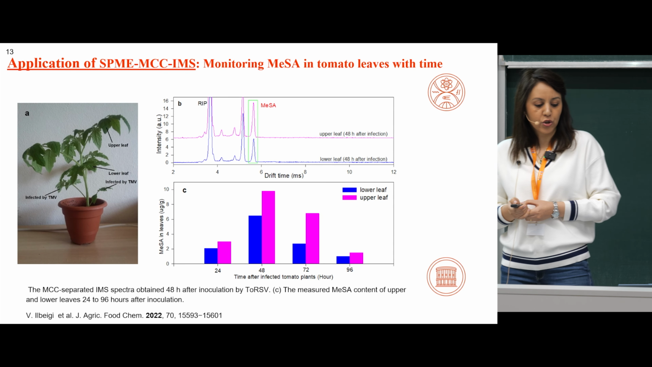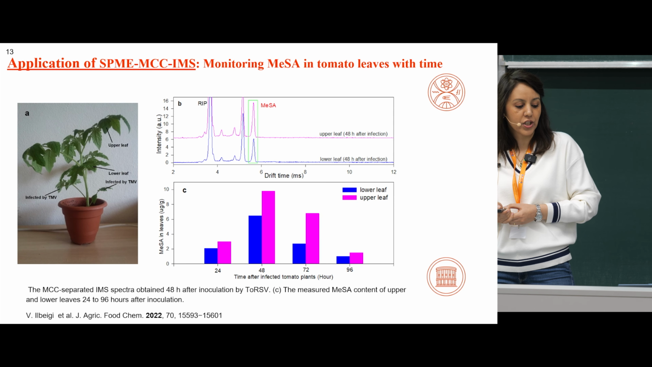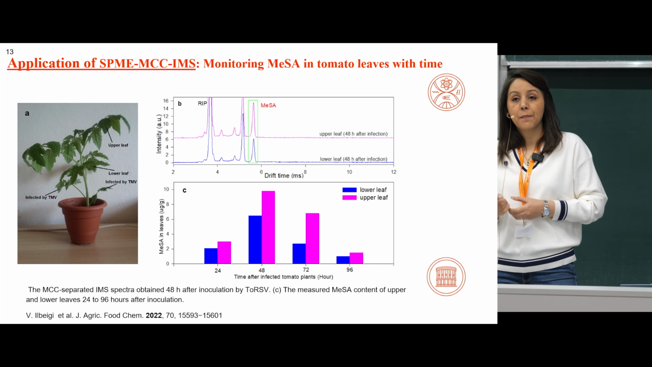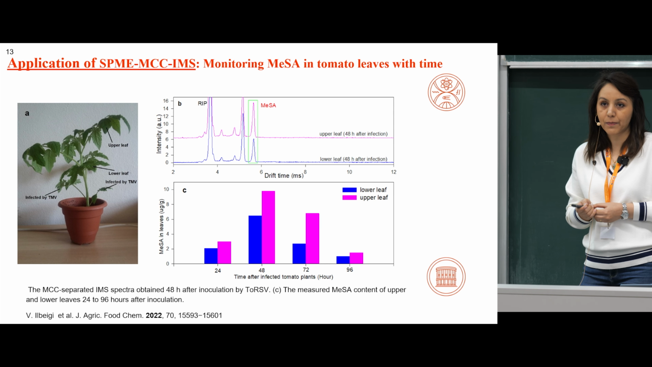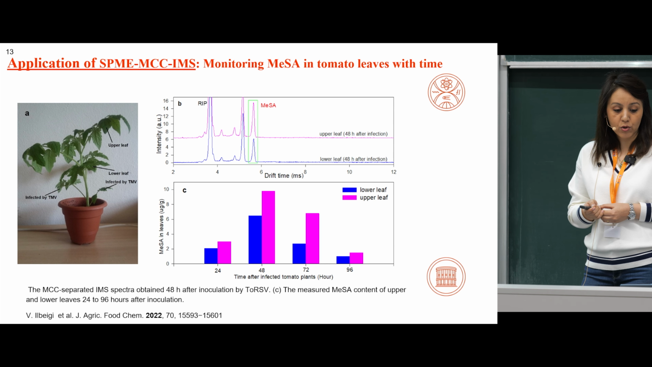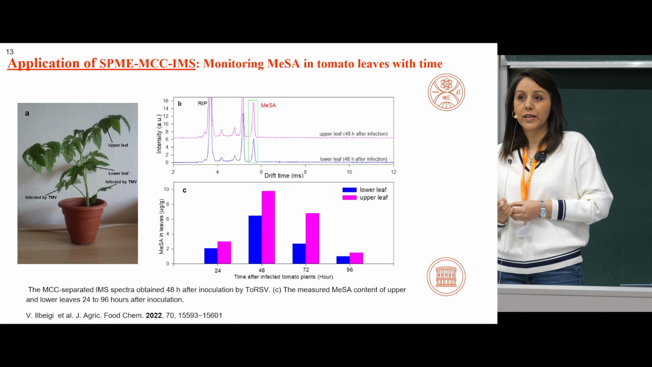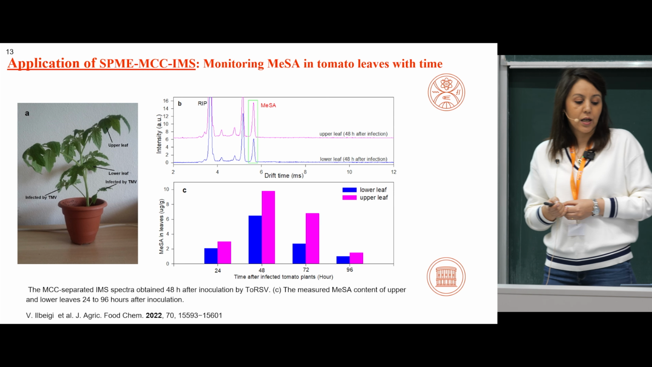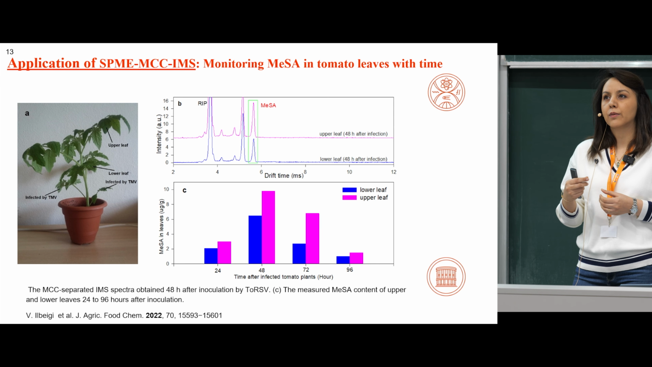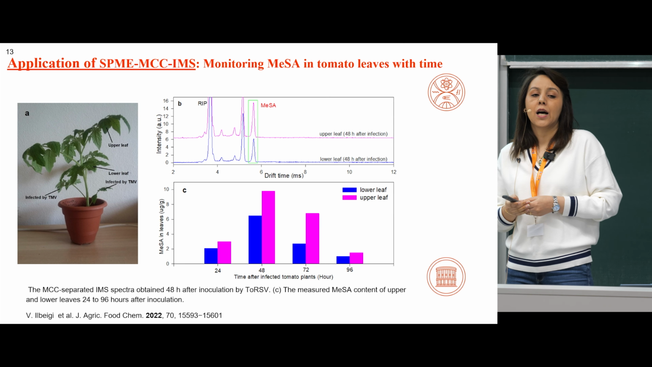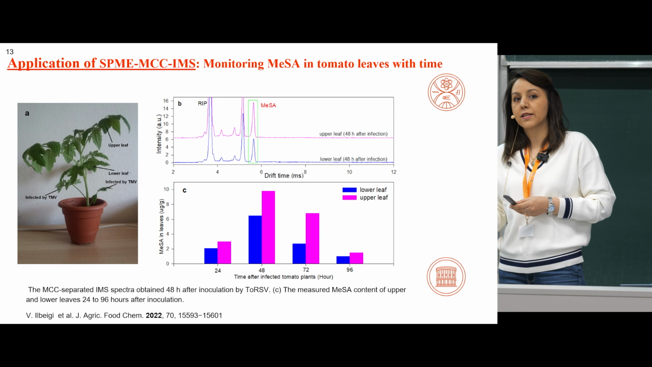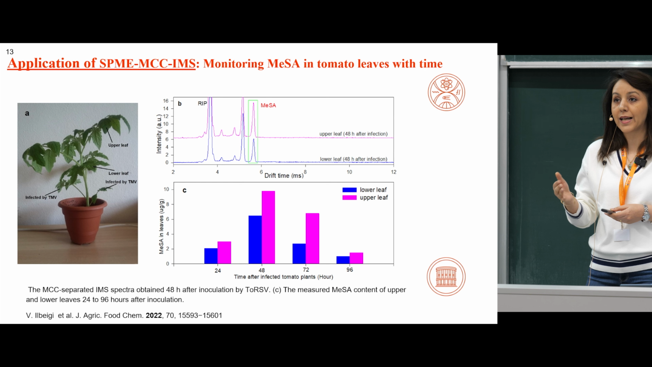In this slide, I show one of the results of this project. Our results show that methyl salicylate content reaches maximum level 48 hours after inoculation of the plant by virus. And also we observed the upper leaf in the tomato plant has a higher concentration of methyl salicylate. Maybe the plant produces more methyl salicylate for defense of plants in new leaves.